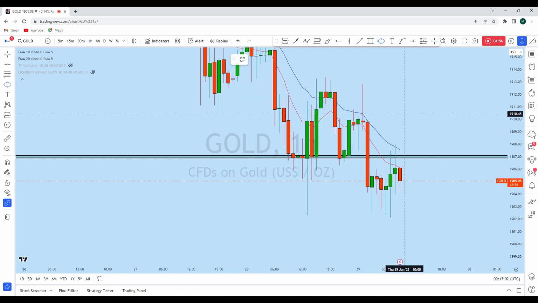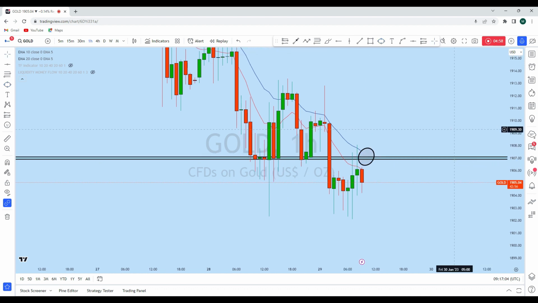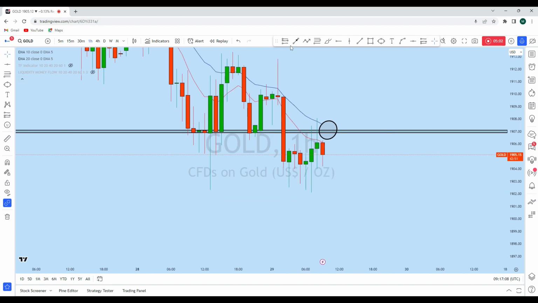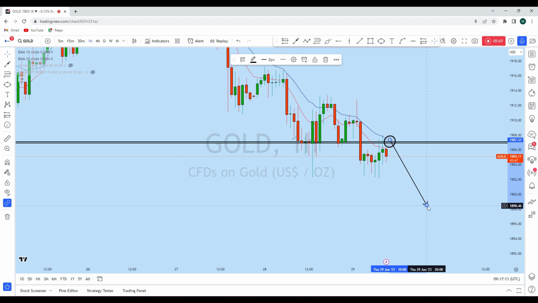I will be waiting for a lower time frame retest of this level, and as soon as we see a suitable entry opportunity along the zone on gold, we will consider going short with a high probability trade setup with our students.